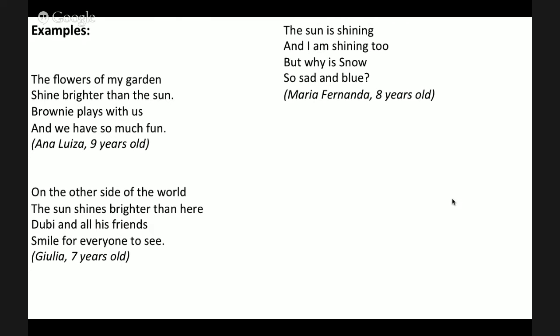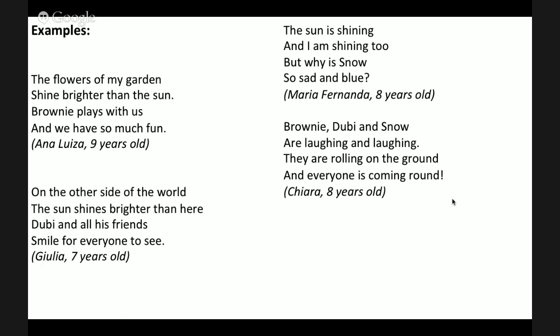The next example is from Maria Fernanda, and she's 8 years old. She wrote, "The sun is shining, and I'm shining too. But why is snow so sad and blue?" Snow is another bear from Canada, and he's here with me too. The next example is from a girl called Chiara, and she wrote, "Brownie, Doobie, and Snow are laughing and laughing. They are only on the ground, and everyone is coming round."